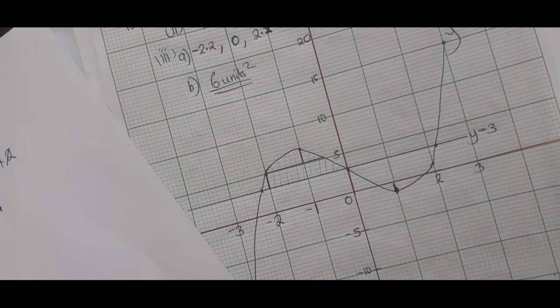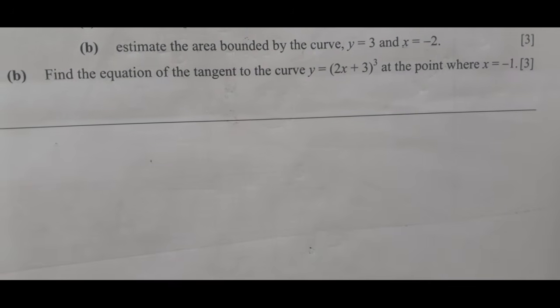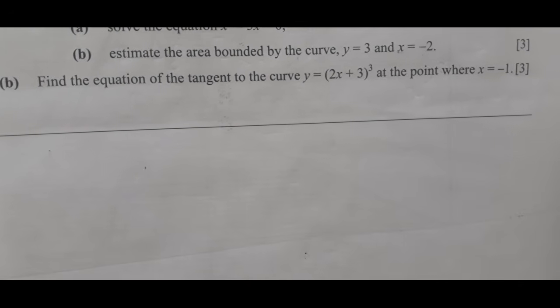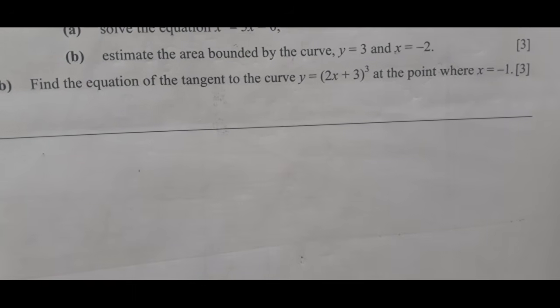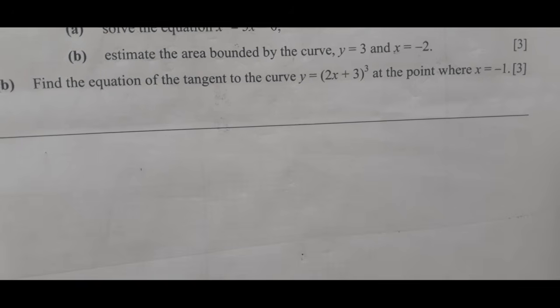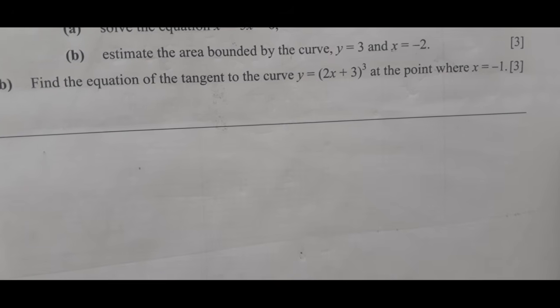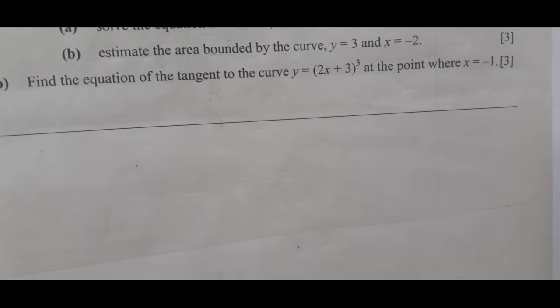So now we go to the last question. Taking you to the last question now. So the last question, question 12, and the last question of the paper is from calculus, and it reads as follows. Find the equation of the tangent to the curve y equals (2x + 3)^3 at the point where x is equal to -1.